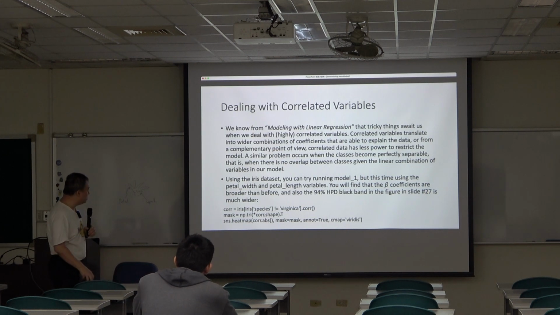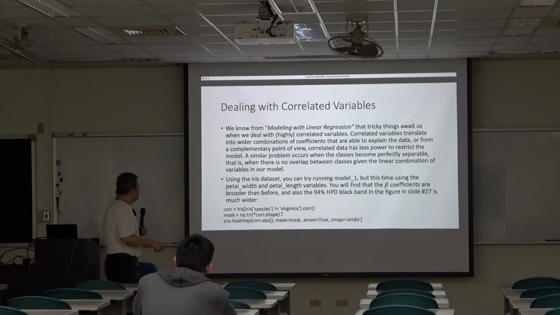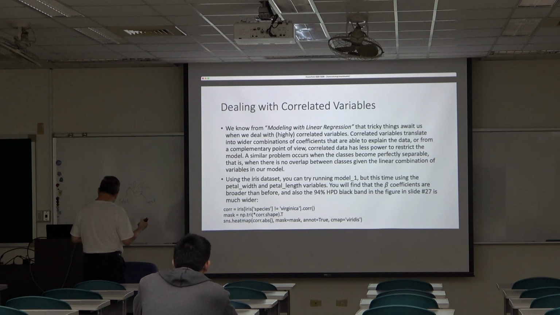some additional material anyway. So the same phenomenon will occur in the logistic regression model. Correlated data has less power to restrict the model. That is why, as I say, the resulting posterior is going to be much wider when there is no overlap between classes, given the linear combination of variables in our model.